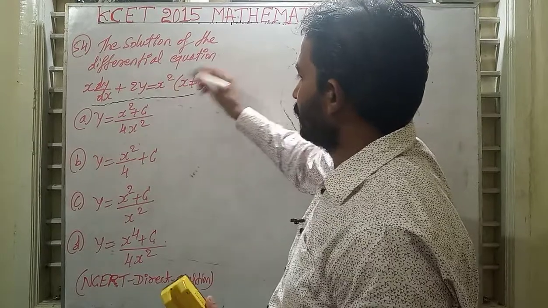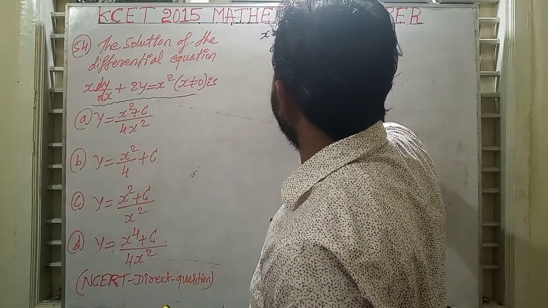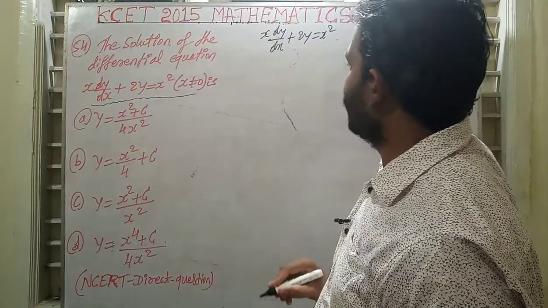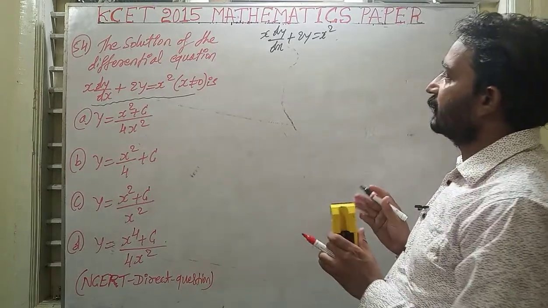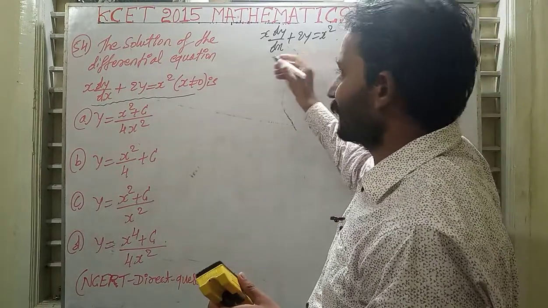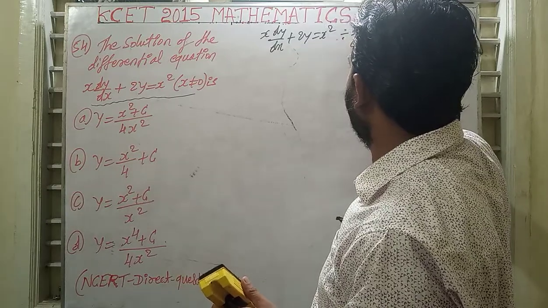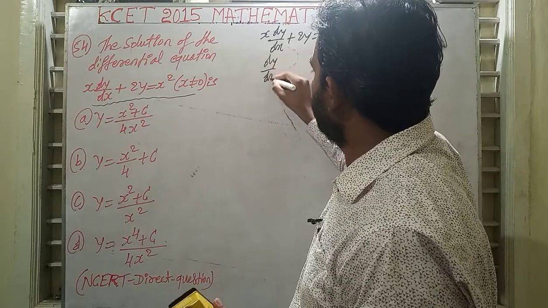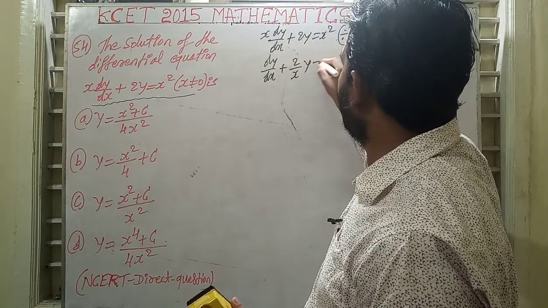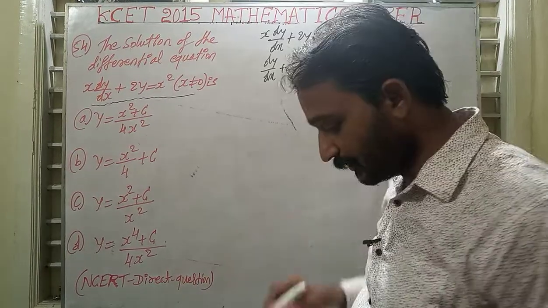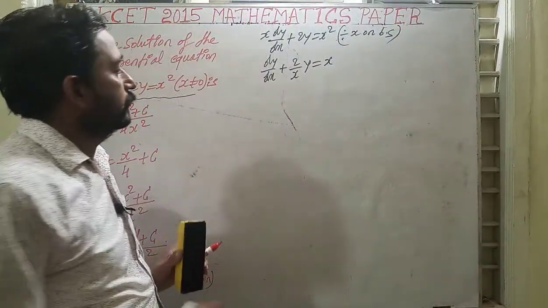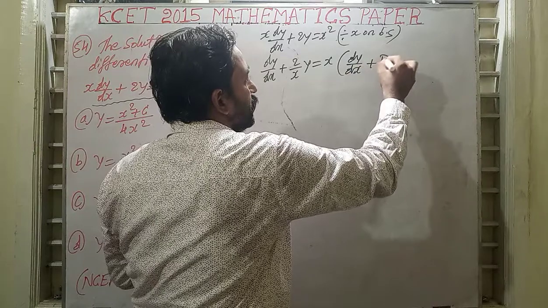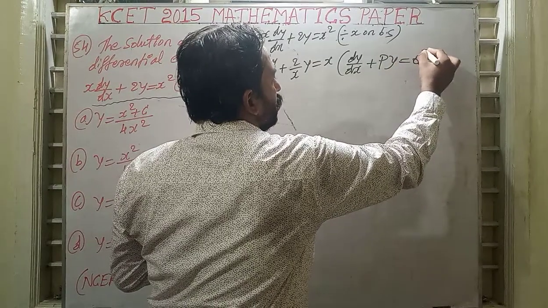So now convert it first. Let us take x dy by dx plus 2y is equal to x square. It is converted into dy by dx plus py is equal to q by dividing by x on both sides. So here dy by dx plus 2 divided by x into y is equal to x square by x, which can be written as x. So in this case it is converted into dy by dx plus p into y is equal to q.